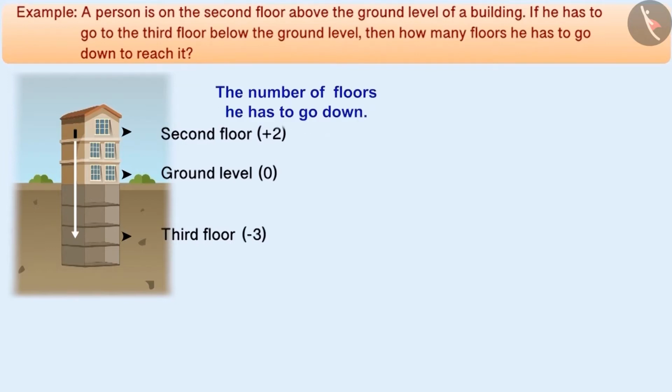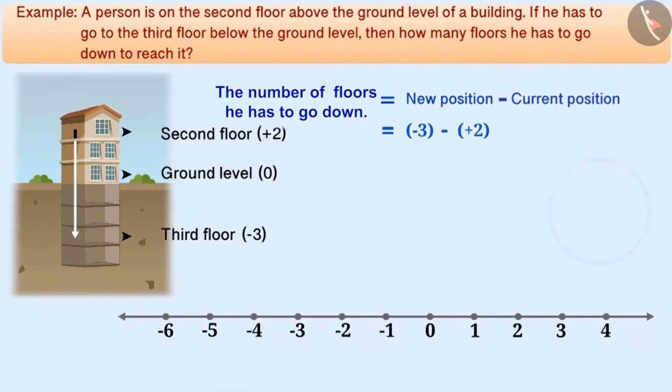To find out the number of floors he has to go down, we have to subtract his current position, which is +2, from his new position, which is -3. Can you tell me how to solve this on the number line? Think a little.